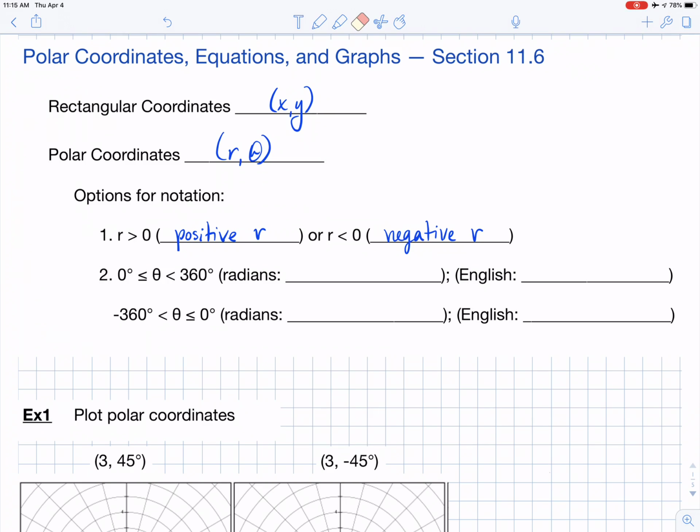And then lastly, for your embedded question, tell me, what does this mean in English? So for option number 1, I used English for your R's. I'd like for you to use English for your thetas in option number 2.